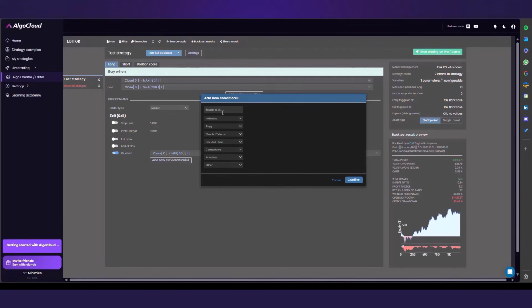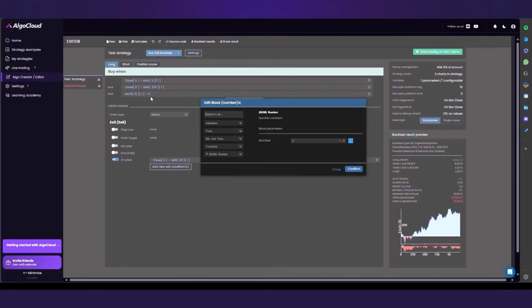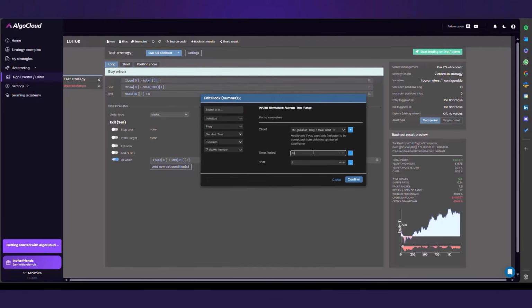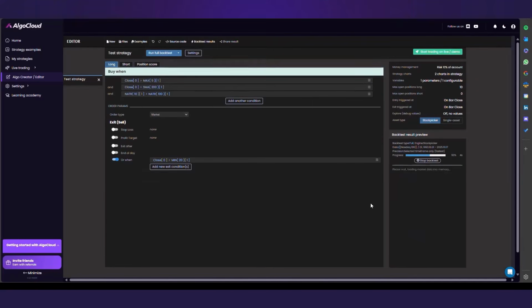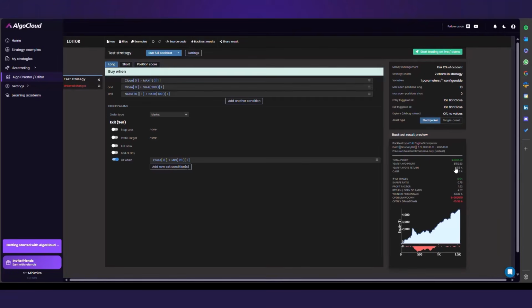I will add a condition that the normalized ADR for the last 10 days must be higher than the normalized ADR for 100 days. In other words, the NATR for 10 days must be higher than the NATR for 100 days. Let's test it. And you can see an improvement. The profit has increased and the drawdown has decreased to 15%.